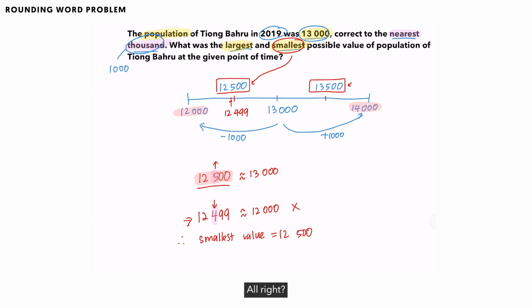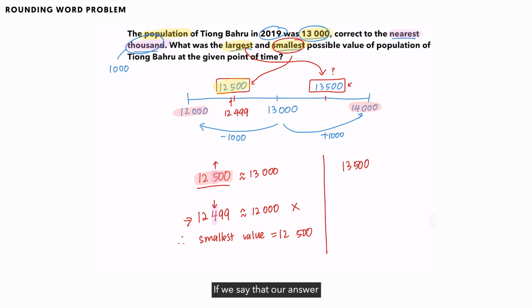Alright? So whenever you draw a number line, the first number that you see on the left will always be the smallest value. Now, is it true that 13,500 is then the largest value? Okay, let me put a question mark here. Is it true? So let's check.